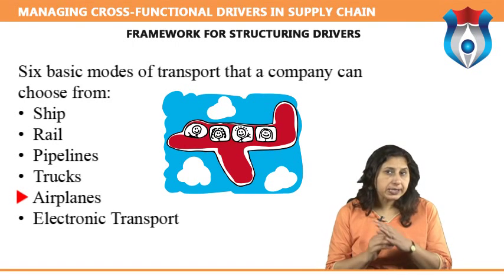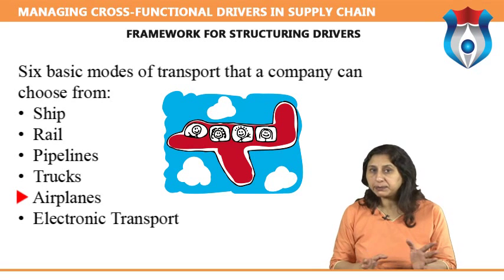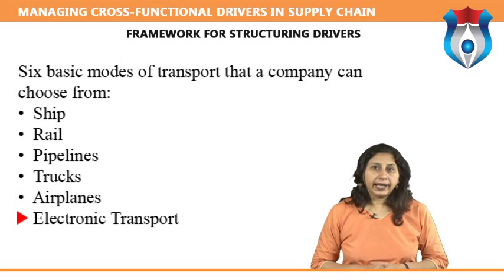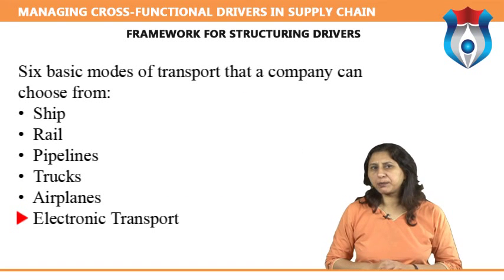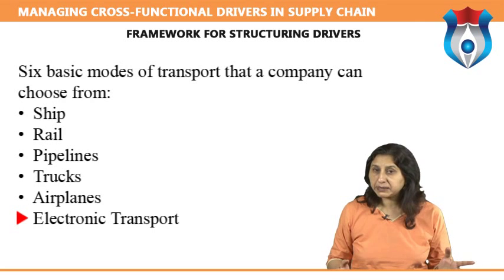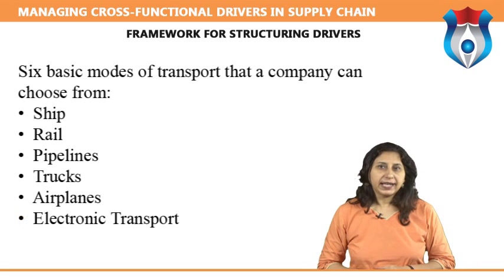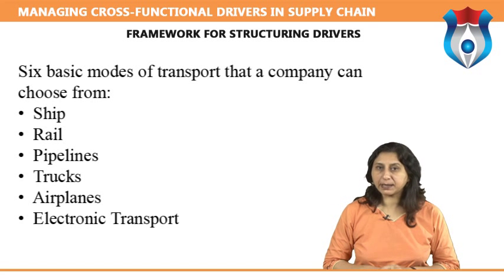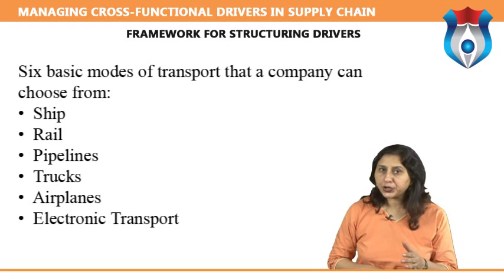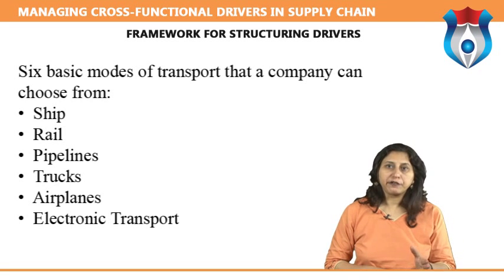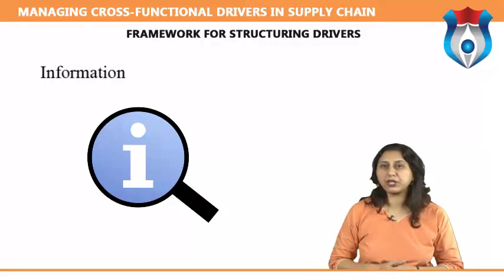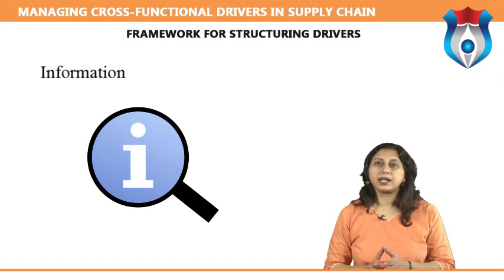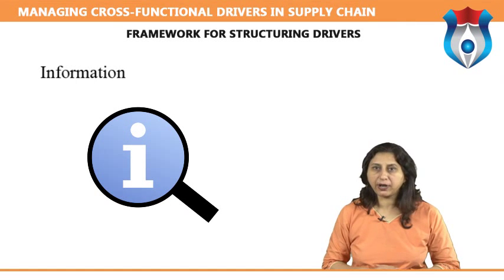This is also the most expensive mode, and it is somewhat limited by the availability of appropriate airport facilities. Electronic transport is the fastest mode of transport, and it is very flexible and cost efficient. Given these different modes of transportation and the location of the facilities in a supply chain, managers need to design routes and networks for moving products. Information. Information is the basis upon which to make decisions regarding the other 4 supply chain drivers.